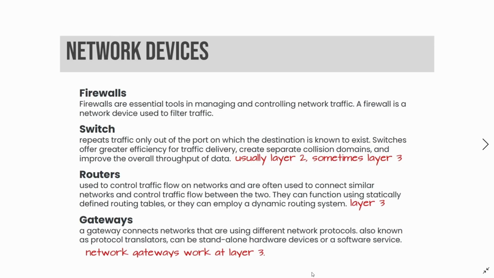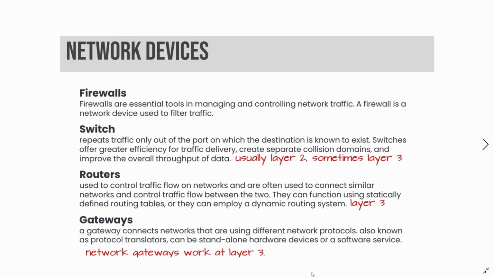So next, let's look at common network devices. Network devices include firewalls, switches, routers, and gateways. Firewalls are essential tools in managing and controlling traffic. A firewall is a network device used to filter traffic. Switches repeat traffic only out of the port at which the destination is known to exist. Switches offer greatest efficiency for traffic delivery, create separate collision domains, and improve the overall throughput of data. They usually occur on OSI model layer 2.